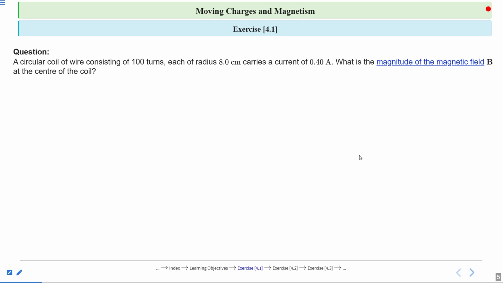So first question, exercise 4.1. A circular coil of wire consisting of 100 turns, each of radius 8 centimeter, carries a current of 0.4 ampere. What is the magnitude of magnetic field B at the center of the coil? N, the number of turns, and the radius are given. You have to convert all the given quantities into SI units. Current is given as 0.4 ampere, and you have to calculate the magnitude of magnetic field at the center of the coil. So I will give you some time to think about it.